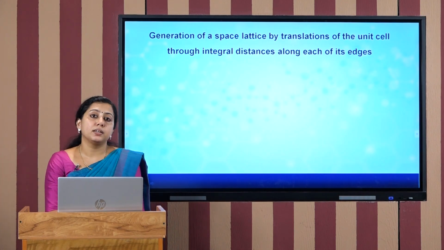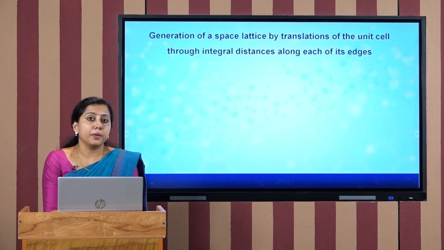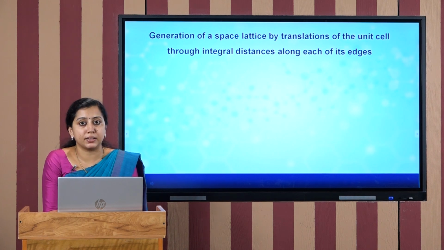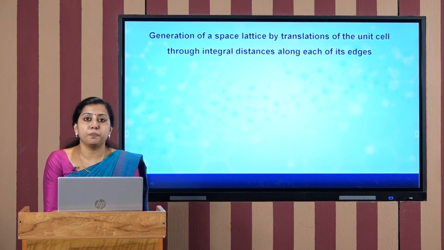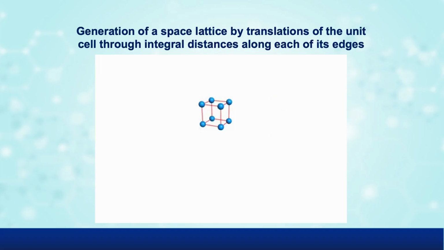So, we have seen what is meant by a unit cell and what is meant by a space lattice. And we saw that a unit cell is the basic building block which, when repeated in 3 dimensions, will generate a space lattice. Now, you can see a very short video on the generation of a space lattice by translations of the unit cell through integral distances along each of its edges.